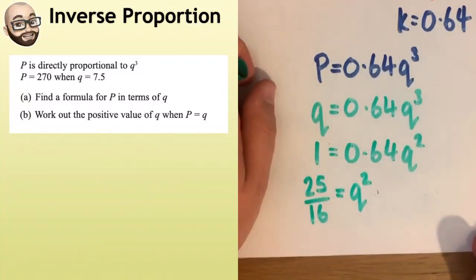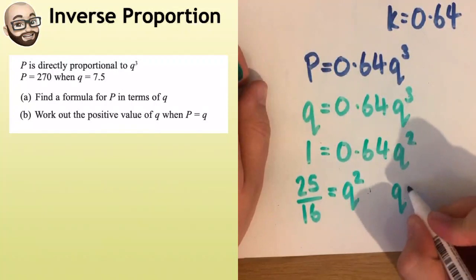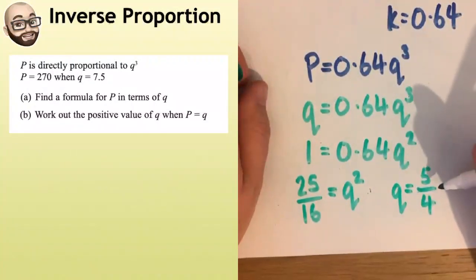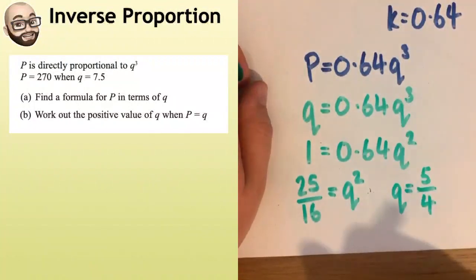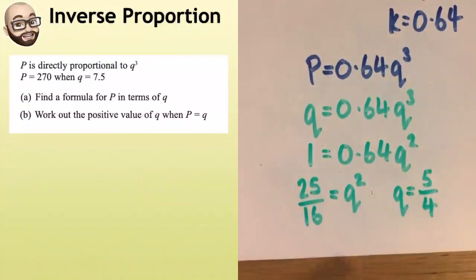Because now when I square root this, because these are both square numbers already, we can square root the top and square root the bottom. This should technically be positive or negative, but because the question said work out the positive value of Q, we can just keep it as the positive one. So it's a bit of a different question to what we looked at yesterday, but the same ideas were in there.